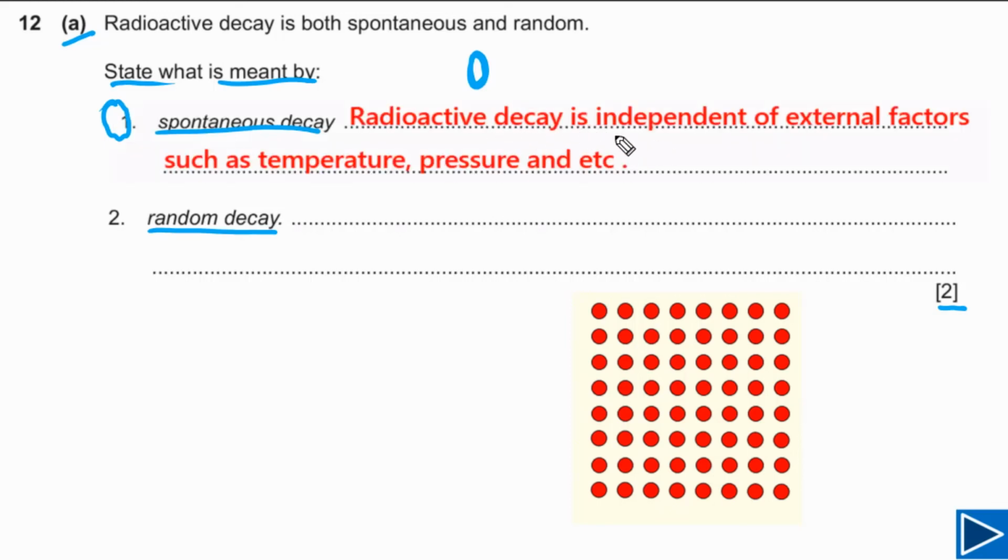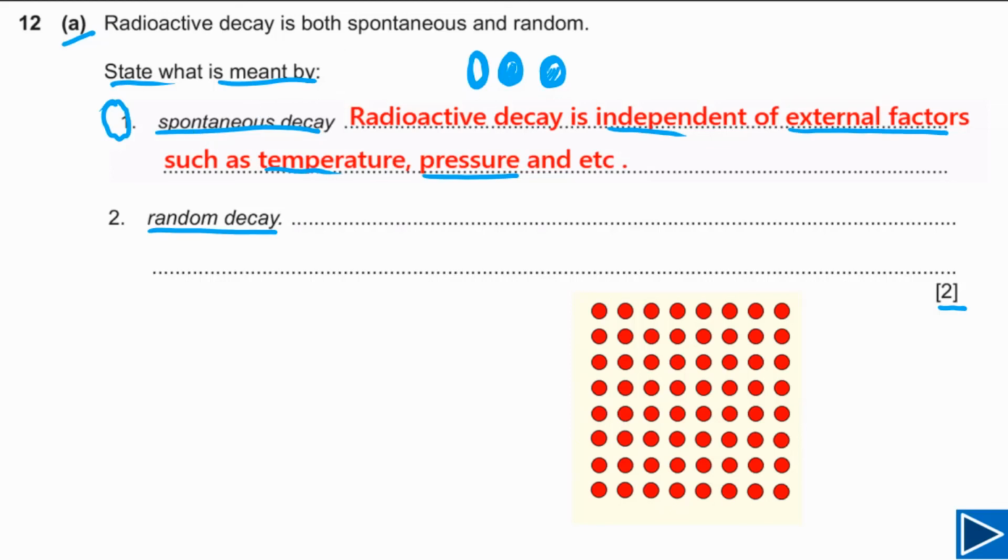Simply you can mention radioactive decay is independent of external factors such as temperature, pressure, and also neighboring nuclei. So let's say we have another nucleus here, another nucleus here. The decay of this nucleus, let's say we focus on this one, does not depend on temperature, does not depend on pressure, and also it does not depend on these neighboring nuclei where it is located. That's the reason we call radioactive decay spontaneous in nature. It doesn't care about external factors, simply we can say.